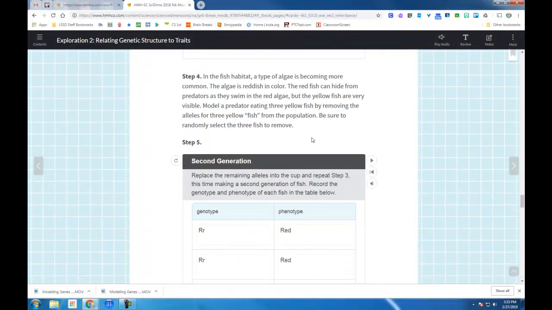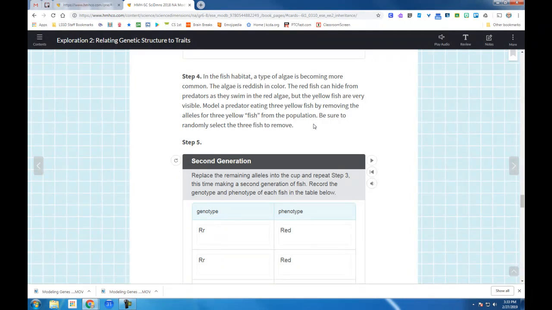Once that is done, they have a scenario in which a reddish colored algae is growing in the habitat with these fish. Because a predator would then see the yellow fish better than the red fish, they might get picked off. So they have you remove three yellow fish from the population. Since a fish is made up of two beads, a yellow fish is made of two yellow beads, so you would have to pull three pairs of yellow out, or six yellow beads. So I pull those out of the cup.